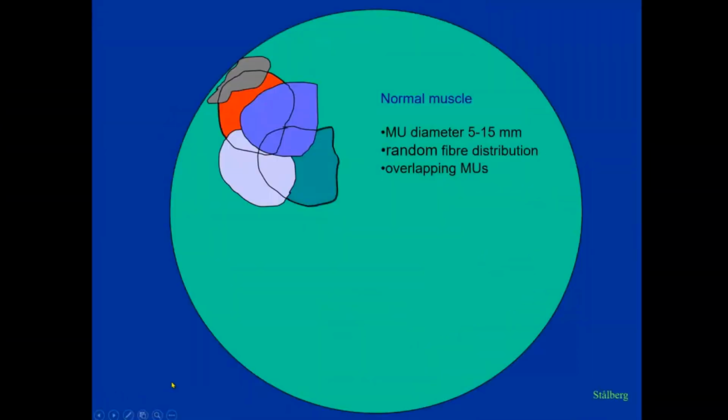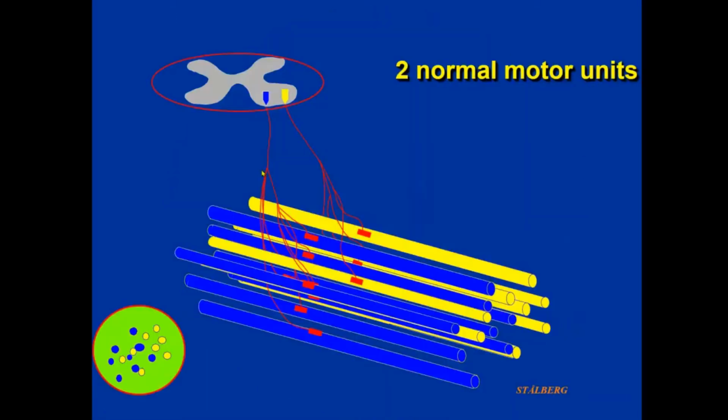The motor units in a normal muscle occupy a space of about 5 to 15 millimeters in diameter, and the territory of individual motor units overlap. The muscle fibers within a motor unit territory are distributed randomly. Here is an example of two motor units, one blue and one yellow, and the yellow one has its 50 to 200 muscle fibers connected and randomly distributed, and the blue motor unit is overlapping with that.